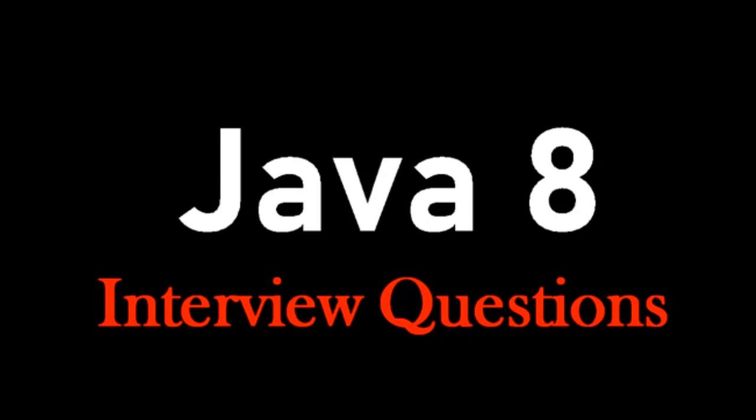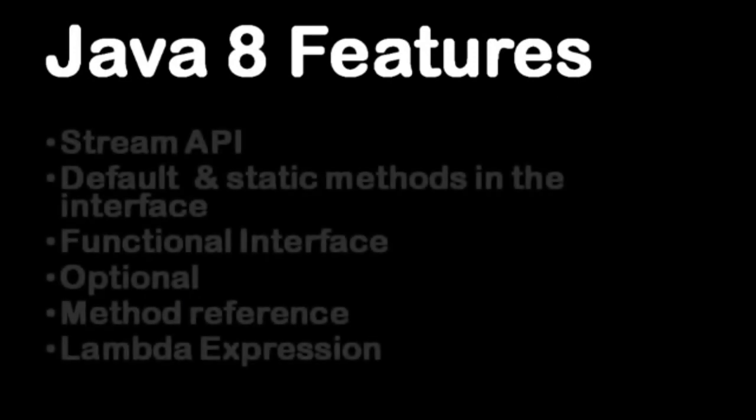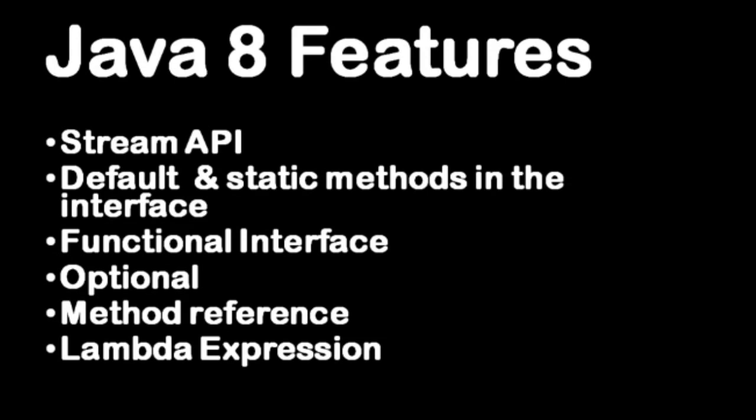So coming to the first question, what are the features that got introduced in Java 8? You can list down all the features that got introduced in Java 8. When I answer, I specifically answer those features that I have worked on. Like if someone asks me what all features got introduced in Java 8, I would say streams, default and static methods, Lambda expressions, functional interfaces, optional class, and method references.